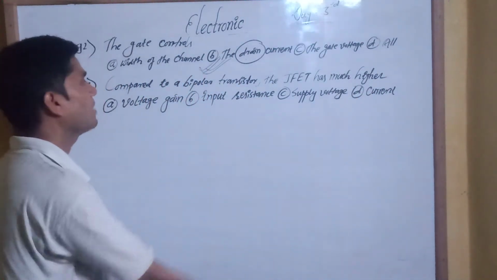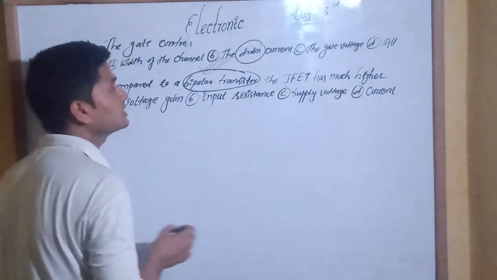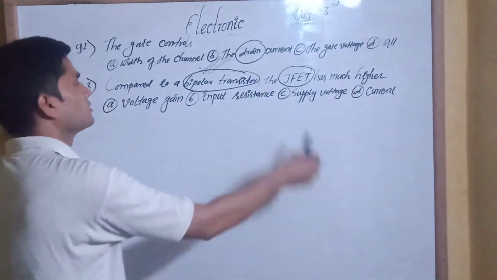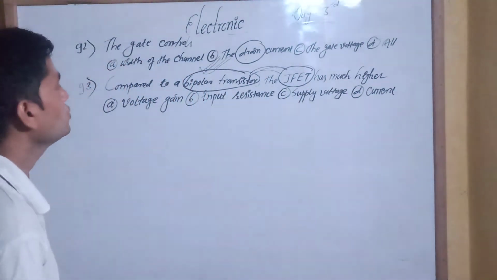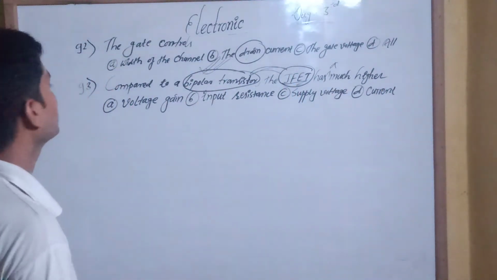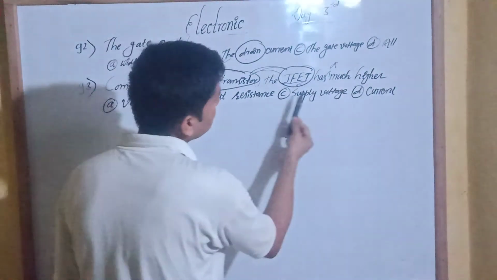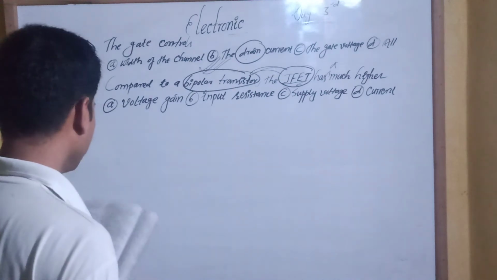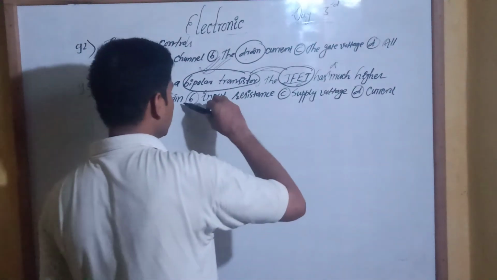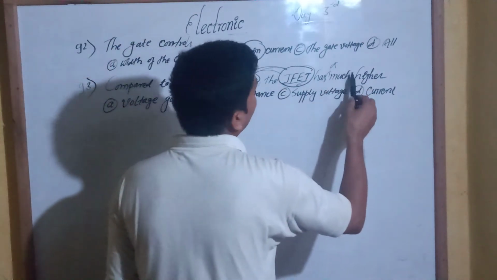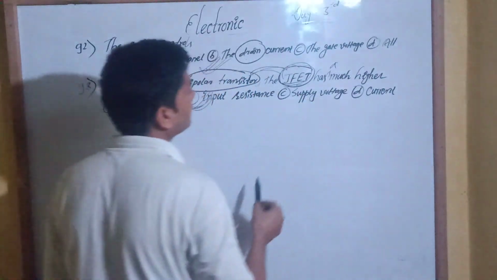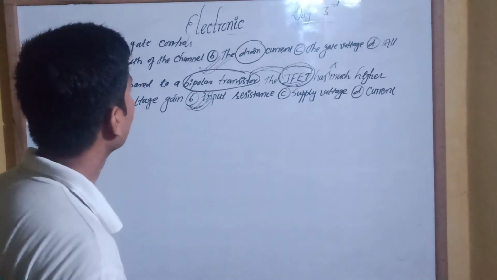Look here. We have been given two devices, one the bipolar transistor and the other the JFET transistor. Between these two, the JFET has a much higher... which one is much higher? Voltage gain, input resistance, supply voltage, or current. The right option is input resistance. Input resistance is very high in the JFET, much higher than in a bipolar transistor.